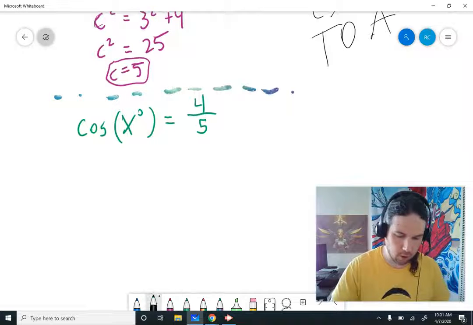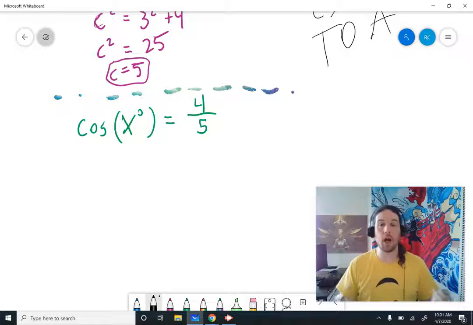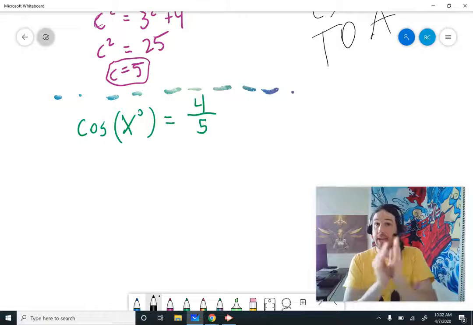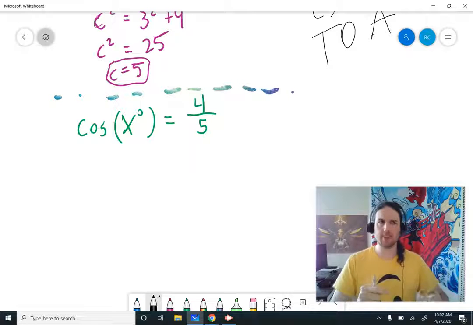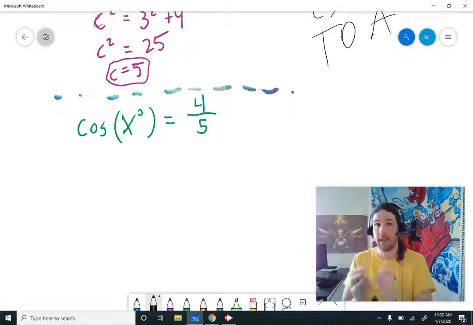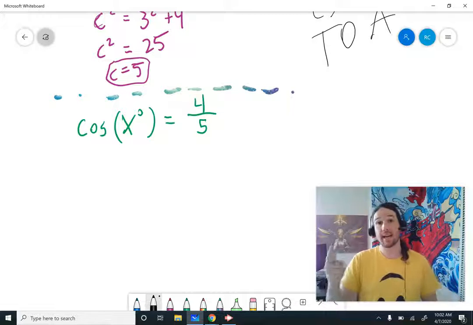Now, from here, we have to un-cosine both sides, right? We have a ratio, but what we need is the angle. So cosine doesn't do what we need it to do right now. Cosine takes an angle and it spits out a ratio. What we need is the anti-cosine.